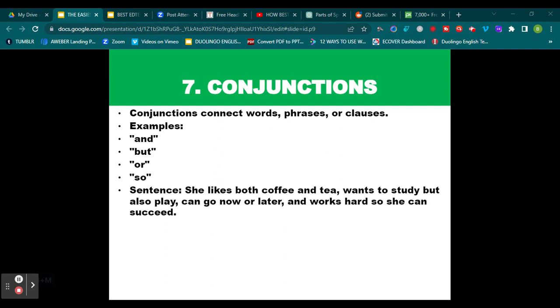Well, I have a video on how to use various types of conjunctions. You have coordinating conjunctions, you have subordinating conjunctions, and you have correlative conjunctions. So you can look for the video on this channel and you'll be able to gain more insight into various types of conjunctions and how to use them.